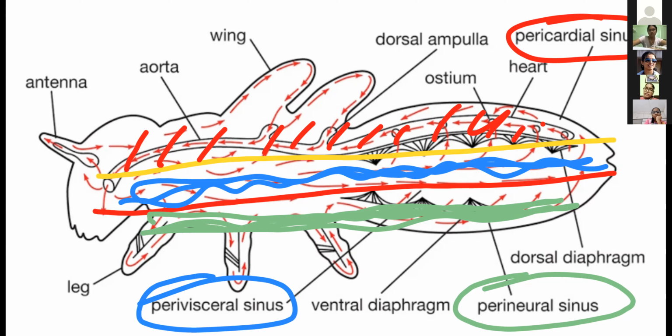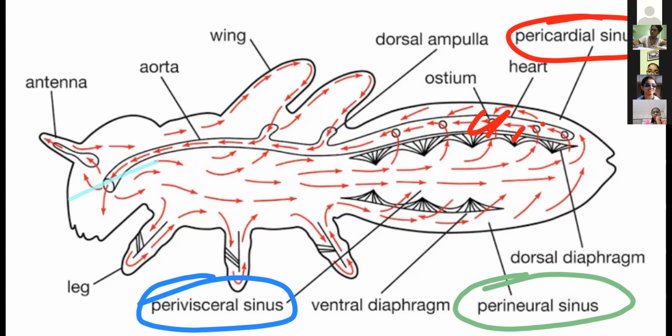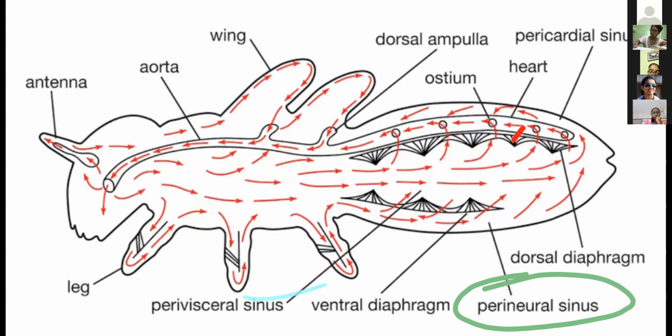इतना clear है? First 3 sinuses name. This information only for NEET. Okay. Ma'am, will you please again repeat their location? Yes. Pericardial sinus surrounding the heart on dorsal side. Then at the center, perivisceral sinus surrounding that digestive system, and surrounding the nervous system, perineural sinuses.